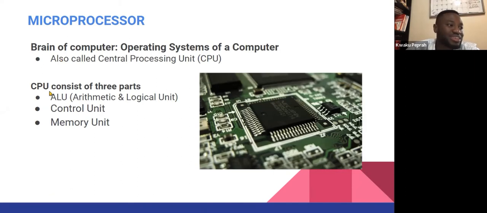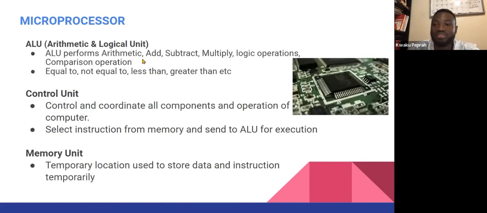So we have the central processing unit, which consists of three parts. We have the ALU, which is the arithmetic and logical unit. We also have the control unit, and we have the memory unit. So all of these make up the central processing unit, the brain of the computer, which comprises the three parts: the control unit, the arithmetic and logical unit, and the memory unit. Here is a breakdown of how all these units are used.